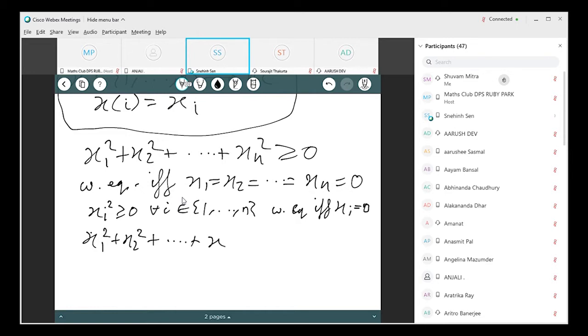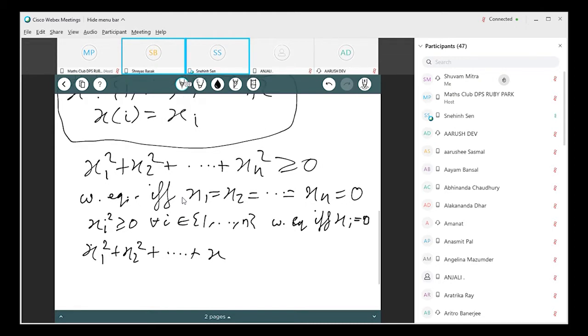What did you write after that, greater than or equal to 0 in the first line? After that, w dot eq. I wrote that on the last page, and w dot eq means with equality. This is the situation when equality will hold. And by if and only if, I'm sure you know, it's the only situation in which equality holds. There is no other situation. Is it clear?